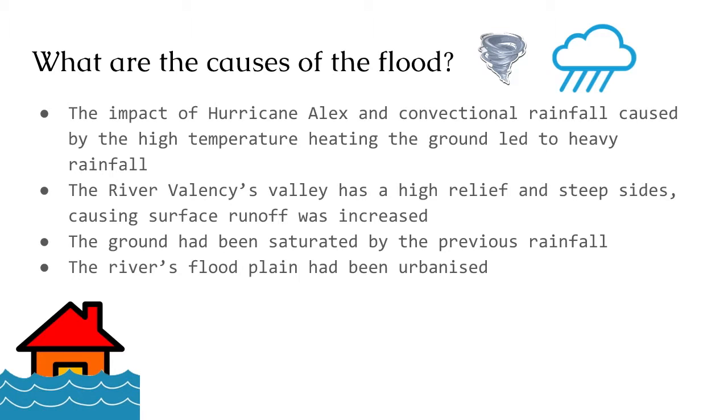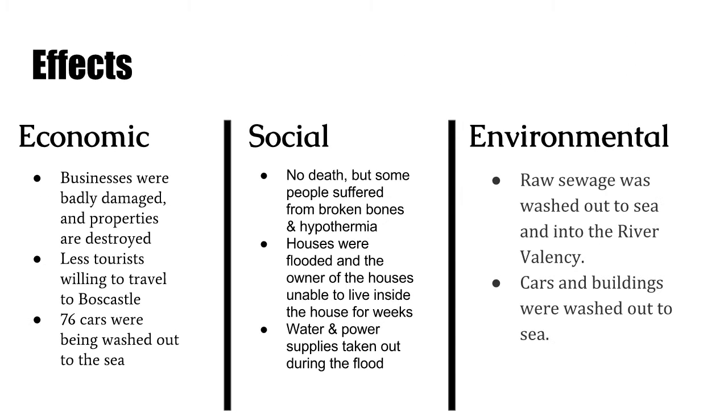And the last one is the river's floodplain had been urbanized. Now, these are the effects of the flood. The economic effects are businesses were badly damaged and properties were destroyed. The second point is fewer tourists willing to travel to Boscastle. And 76 cars were washed out to the sea.